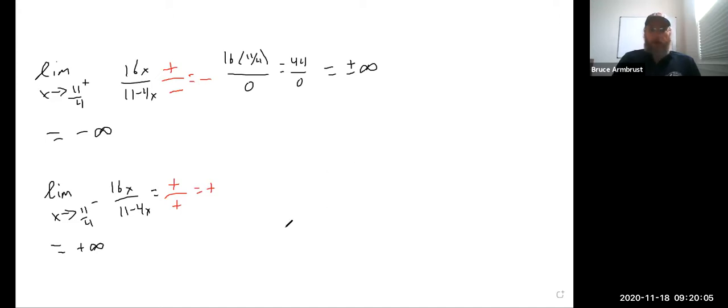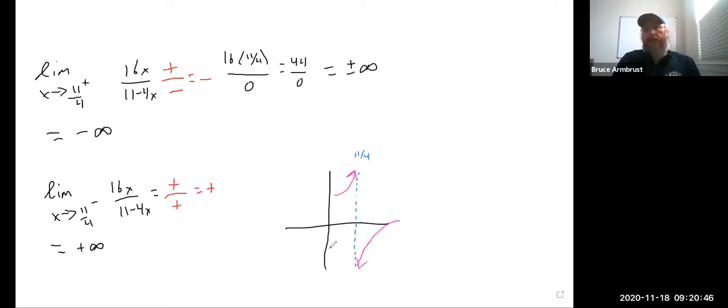So on the graph, if you were to look at the graph of this thing, I've got an asymptote at 11 fourths. So I've got a vertical asymptote at 11 fourths. And I know what's happening on either side of this. On the right, I'm going down towards negative infinity. And on the left, I'm going up towards positive infinity.